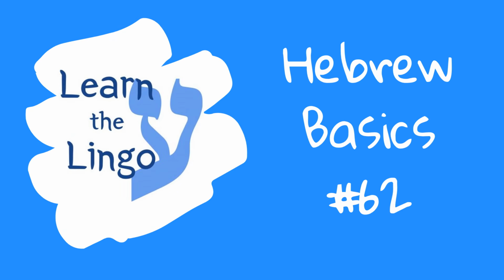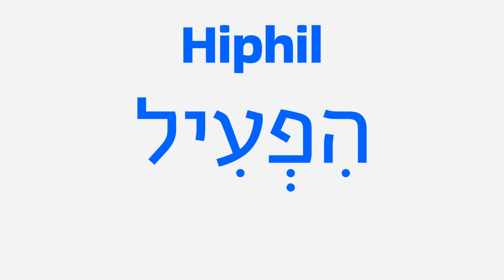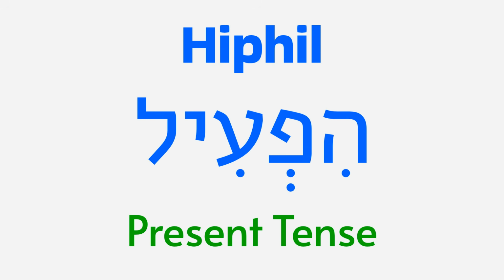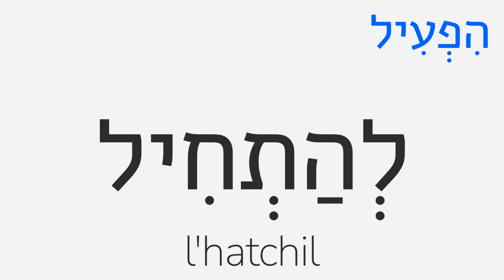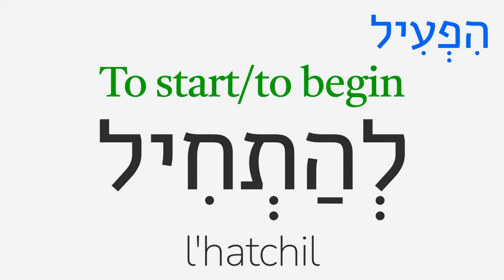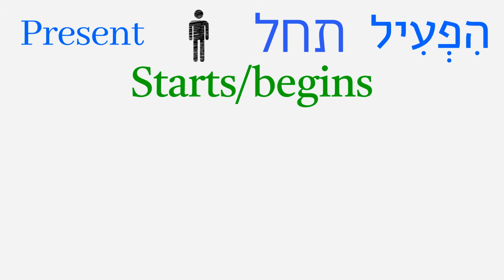Welcome to Lesson 62 of Hebrew Basics, a series where we learn the essentials of Hebrew grammar. Today, we are going to learn more about the Hiphil binyan, specifically its present tense. In our last lesson, we learned the verb lahatchil, to start or to begin, from the root tav chet lamed. And we are going to begin today by making the present tense of this verb, starting with the masculine singular form, which is the most simple.